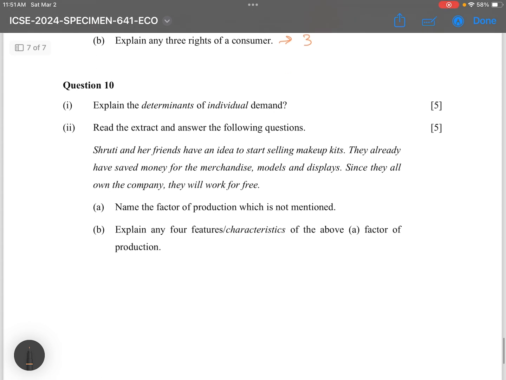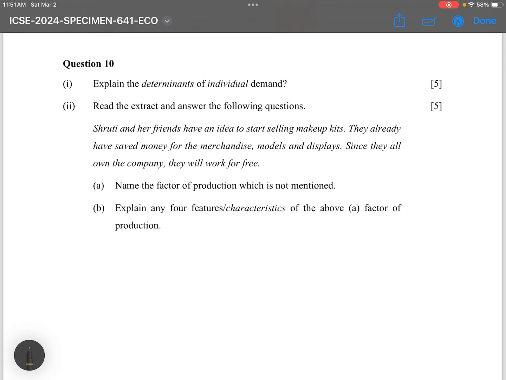Last question is question 10. Explain the determinants of individual demand. Individual demand is easy. Yes, price of related goods, income of the consumer, taste and preference. All these are your individual demand factors. What factors affect a consumer as an individual? So pay attention, don't write your market demand factors here. Determinants means factors, so practically they are asking us to write factors. So again, you write 5 and explain them.